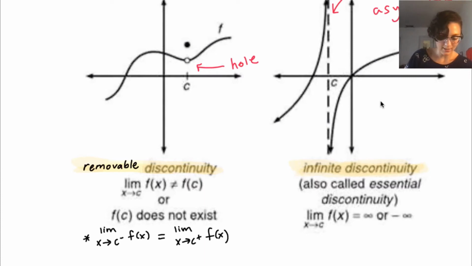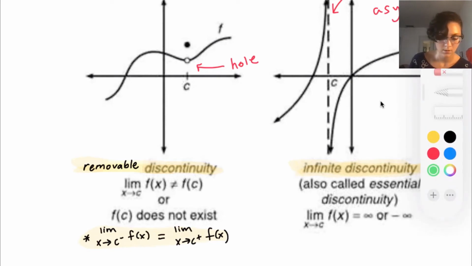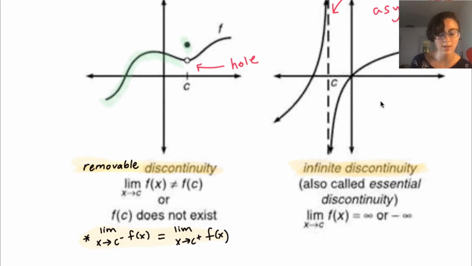And then I added this line down here just to highlight a special characteristic of removable discontinuities, and that's that the limit from the left and the limit from the right are equal to each other. So the limit exists, there's just a hole at the point that makes it not continuous. If I tried to draw this graph, I would have to lift it up at the hole to fill in that point, and then I'd lift up my pencil again to draw the bottom part.